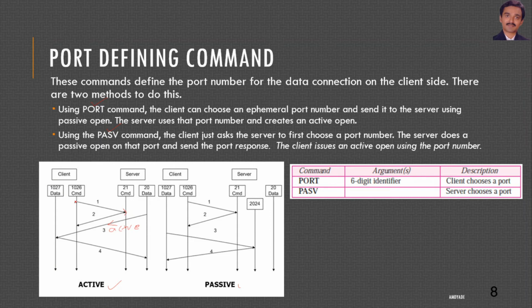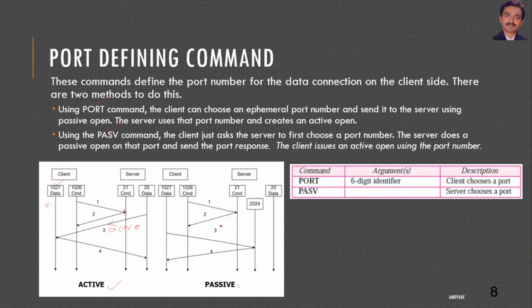Here you can see the client uses ephemeral port number 1027 and sends it through the control connection to the server. The server will acknowledge and use that port number. Here the client is in active mode and the server issues an active connection using port number 20.